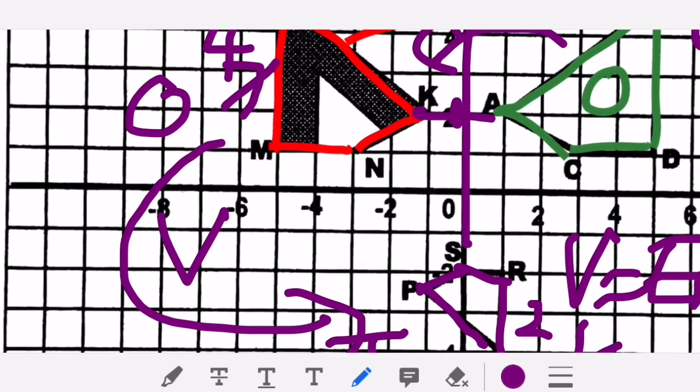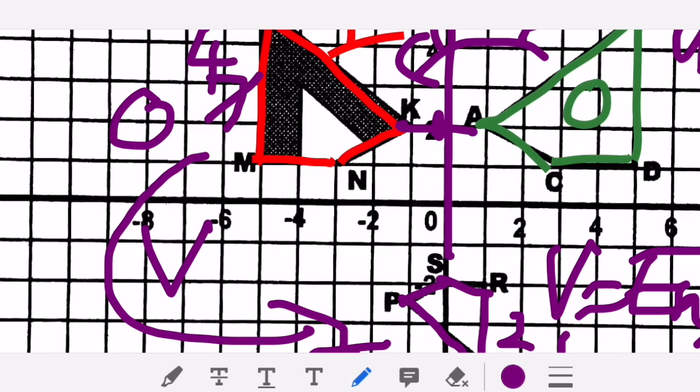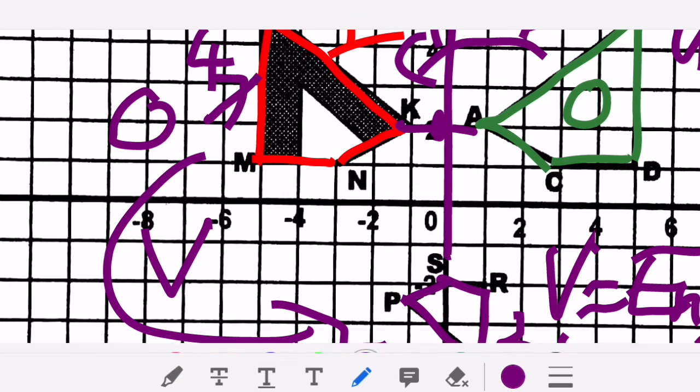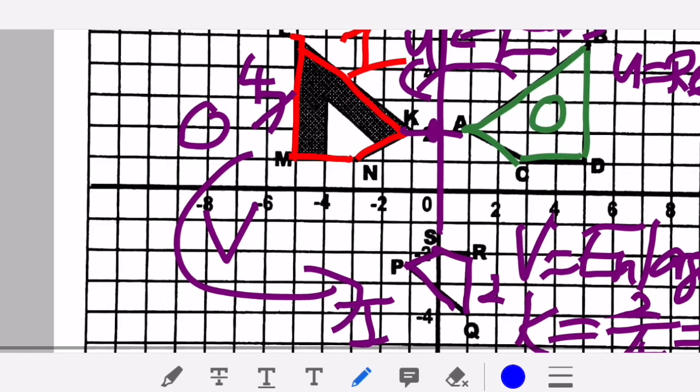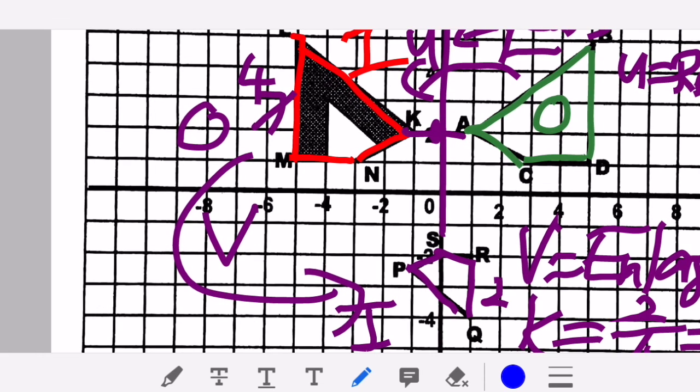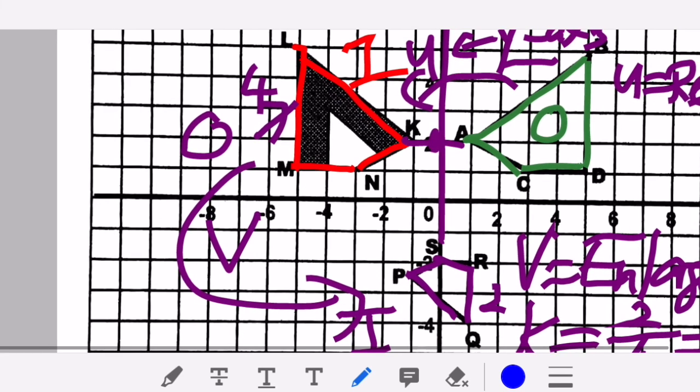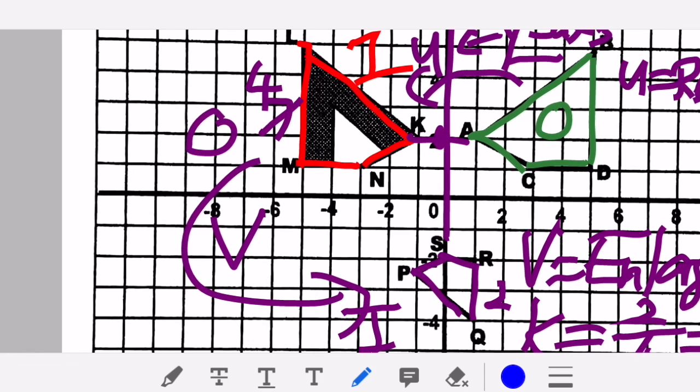Okay, now the problem is how to find the center of enlargement. Now I'm going to show you how. It's very easy. You just choose the corresponding point. We can choose any point that we want. Let's say we choose point N.